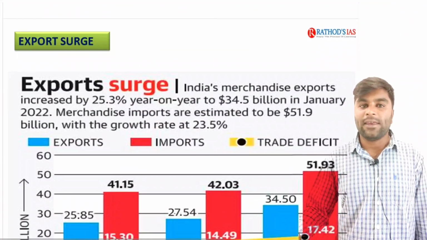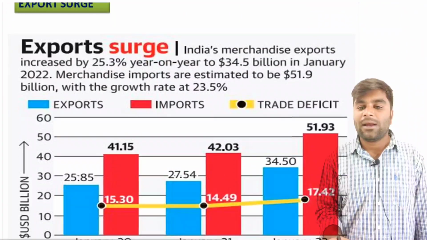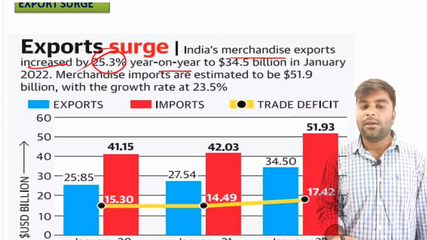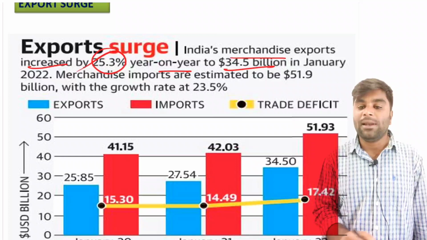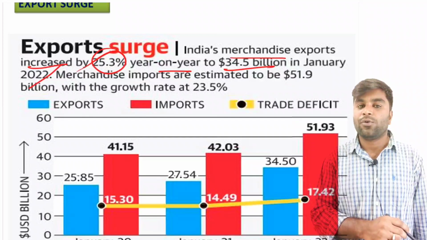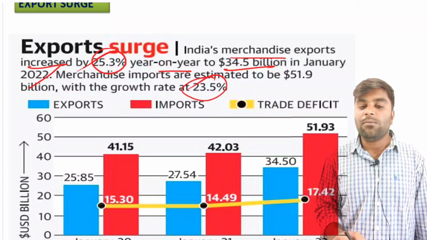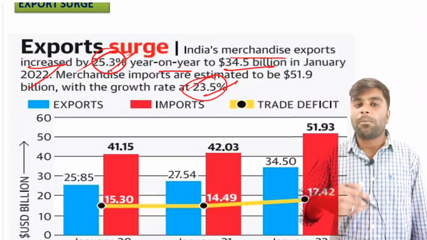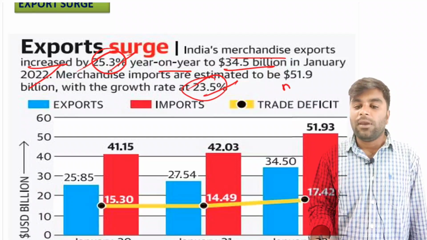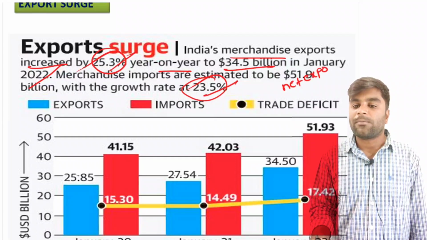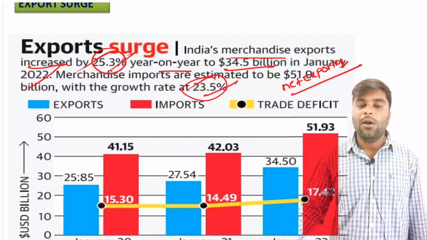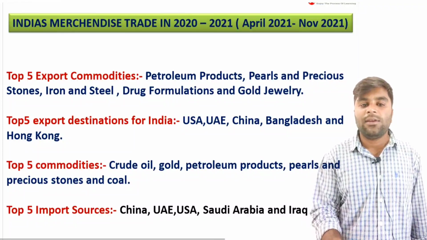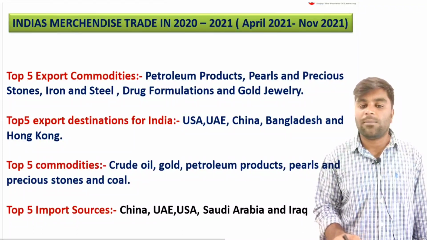Next, we will discuss the export surges. India's merchandise exports increased by 25.3% year on year to 34.5 billion in January 2022. The growth rate of imports is just 23.5% when compared to the exports. So, we are at an advantage and we are trying to become a net exporter. Right? When we look at the important facts, guys, for the upcoming UPSC prelims, these facts are very much important. Just try to keep them in your mind.